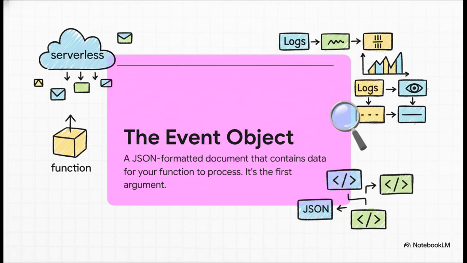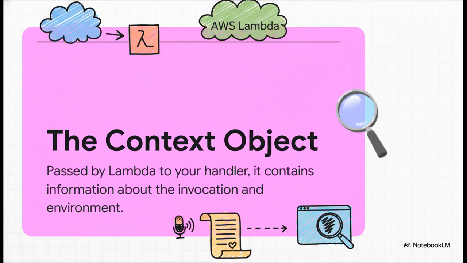So, how do we get data into our function? That's where the event object comes in. It's basically a chunk of JSON data that gets passed in as the very first argument to our handler. It contains everything our code needs to do its job. The second argument is something called the context object. Lambda just hands this to us for free, and it's packed with useful info about the current situation. Things like the function's name, its memory limits, and even the name of the log group where our logs are being sent, which our code actually uses.